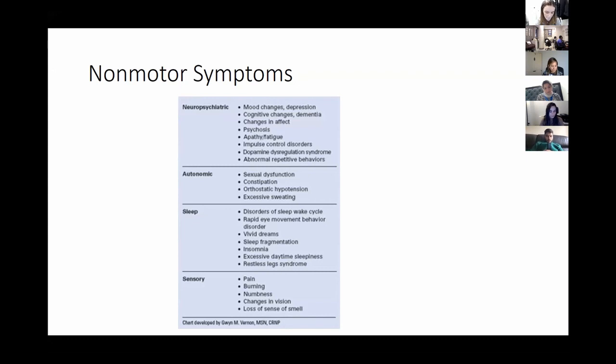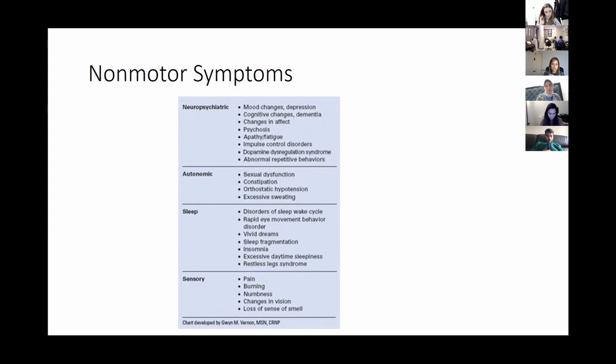We have a scale called the MDS Unified Parkinson's Disease Rating Scale, which is a great scale in that it allows you to ask about all of these types of motor and non-motor symptoms in a much more meticulous fashion, and then it leads to a good motor examination. So it's really important to make a diagnosis and treat a patient to talk about motor and non-motor.